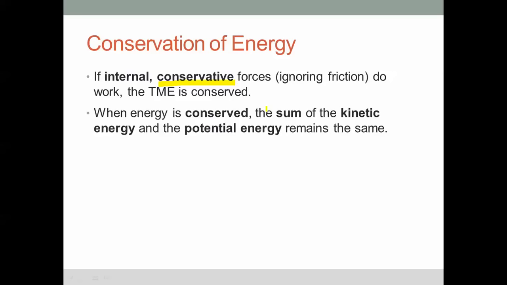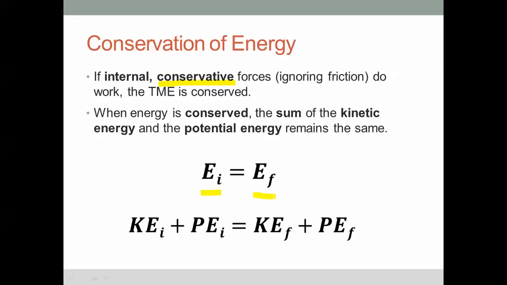When energy is conserved, that means that the sum of the kinetic and potential energy is going to be the same, meaning the energy that we start with equals the energy that we end with. Now, some of the energy may change from one form to another, but the total is not going to change. So this says the initial energy equals the final energy. And remember, our total mechanical energy is our kinetic energy plus our potential energy. So our initial kinetic energy plus our initial potential energy equals our final kinetic energy plus our final potential energy.